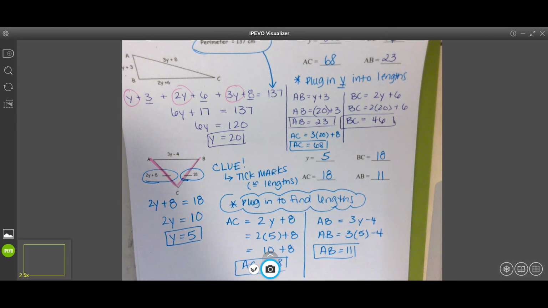All right, so that's it for this lesson. Again, to recap, make sure you know your vocabulary for your angles on the interior and your vocabulary for your lengths for the sides of a triangle. And we're going to continue practicing with this lesson.